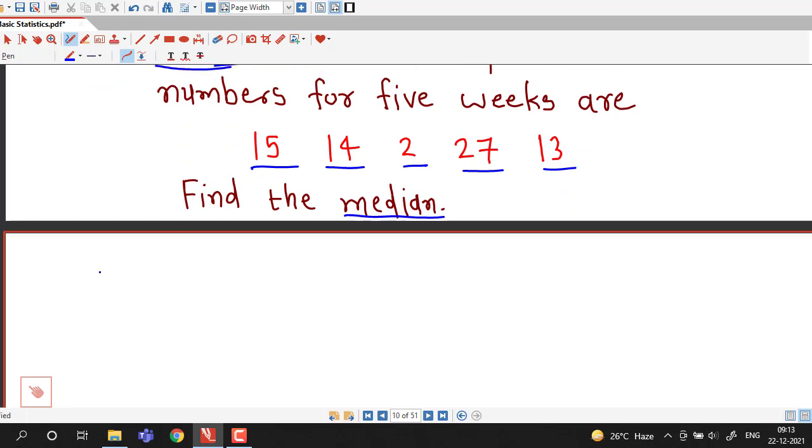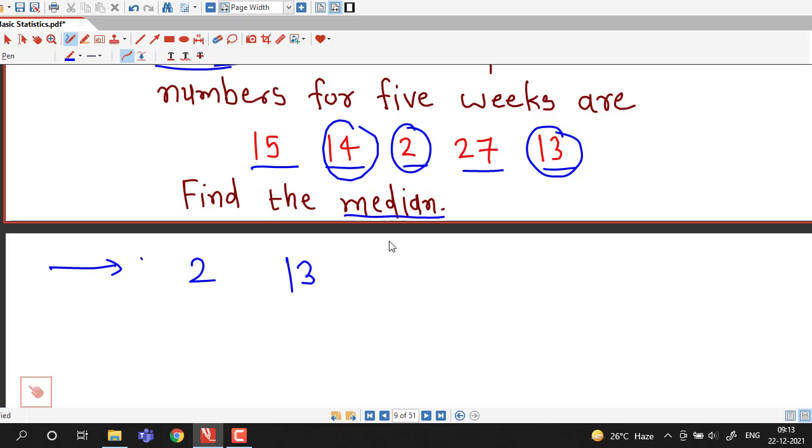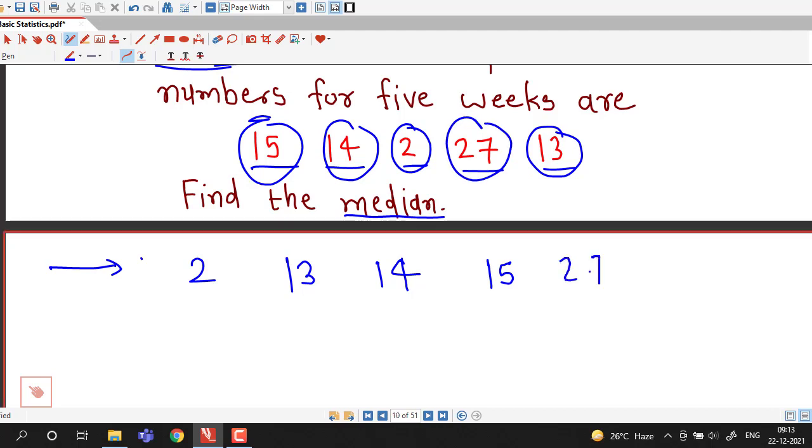So first we arrange this data in ascending order. So we start from smallest to largest value. Smallest value is 2, then we have 13, then 14, then 15 and then 27. So here number of observations are 1, 2, 3, 4 and 5. So we have odd number of observations.